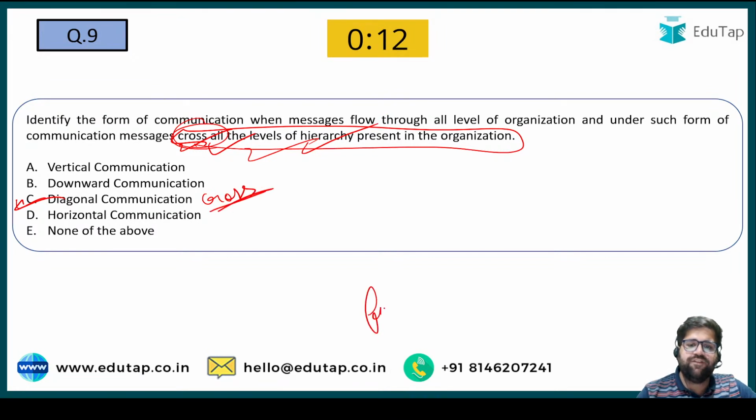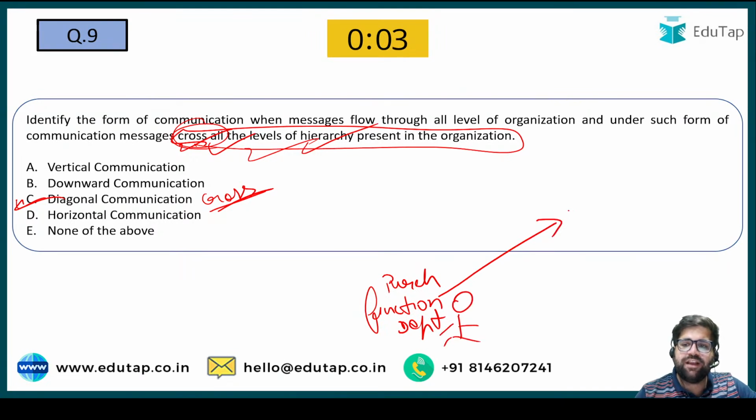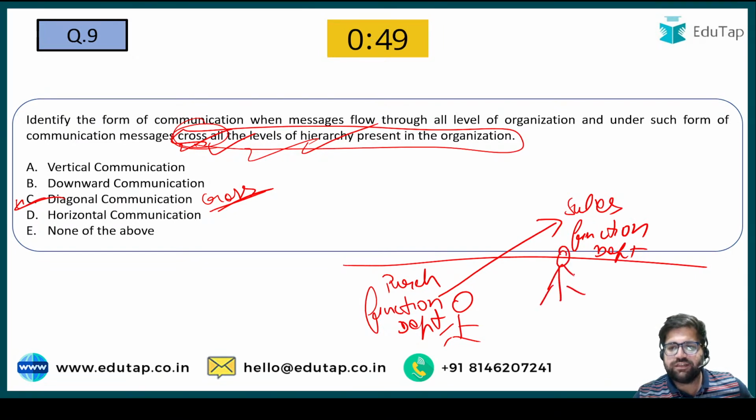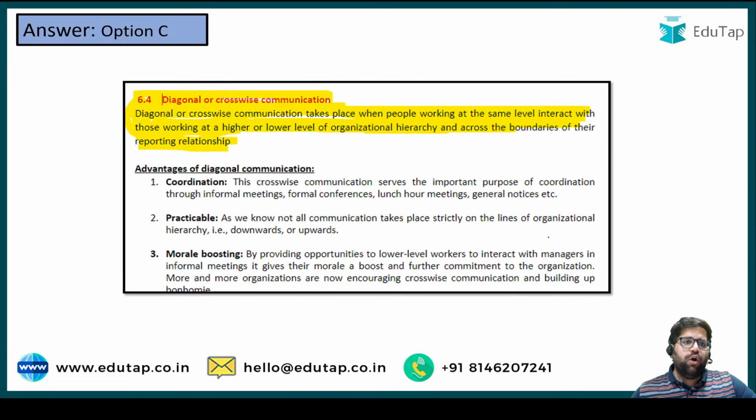For example, let's take the purchase department over here. This particular person who is working over here will communicate to the person who is working in sales, and this particular department is above the purchase level. So this is what crosswire communication means. Crosswire communication means when two people who are working in different departments communicate, and they cross all the different levels of hierarchy. Now coming to question number 10.